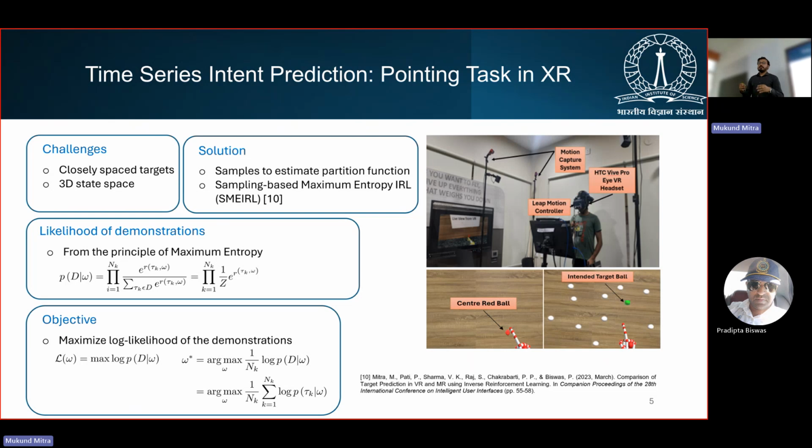Coming to time series intent prediction for pointing tasks in extended reality, the main challenge is that the targets are very closely spaced in a 3D environment. If you use traditional regression-based methods in 2D, it works, but if you consider the Z coordinate, it's a little difficult to predict the target.